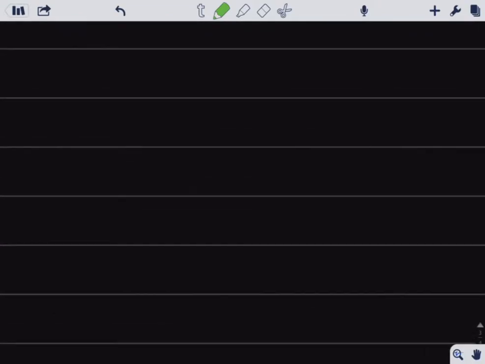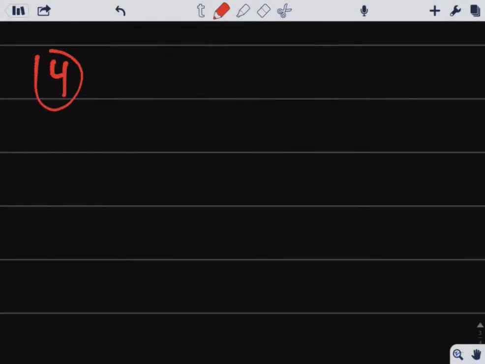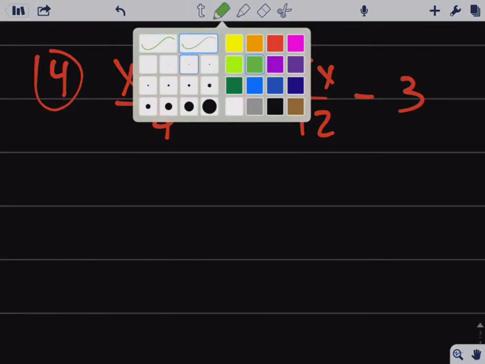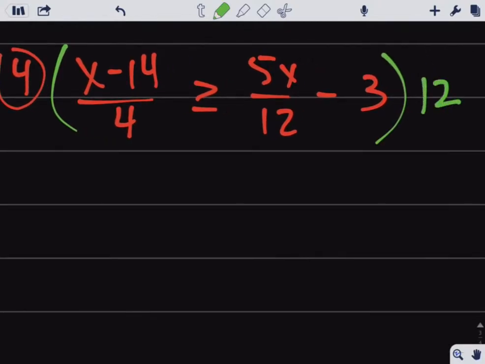Let's look at 4. 4 looks like this. This is (x minus 14) over 4 is greater than or equal to 5x over 12 minus 3. Looking for the LCD, least common denominator of 4 and 12. Well, that's pretty straightforward. That's 12. Okay, so 4 goes into 12 3 times. So I have 3 times (x minus 14). It's greater than or equal to 12 divided by 12 is 1.